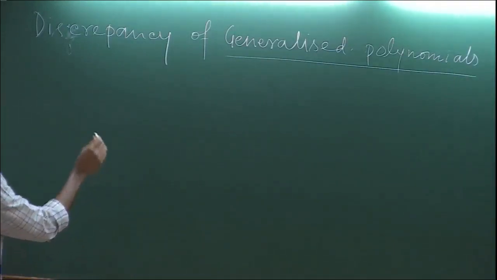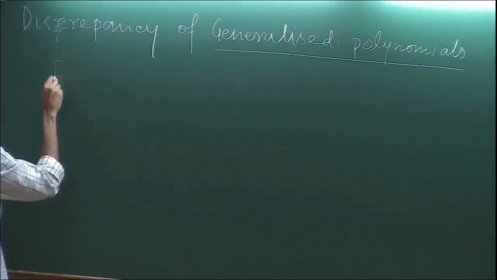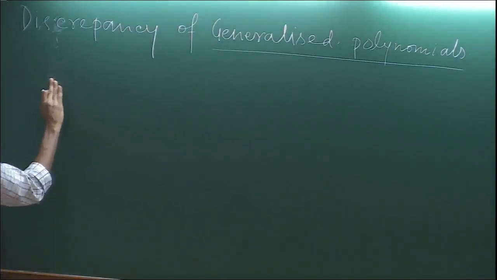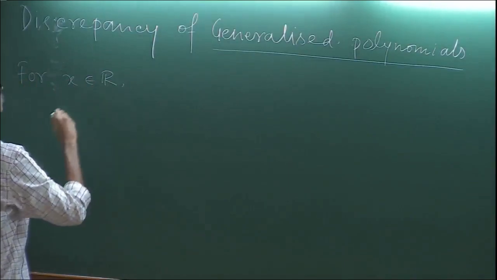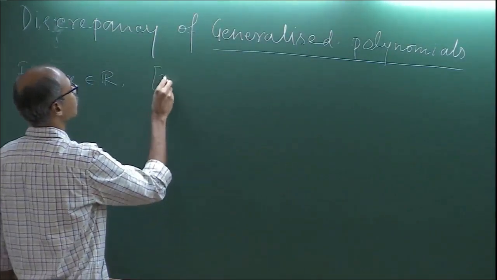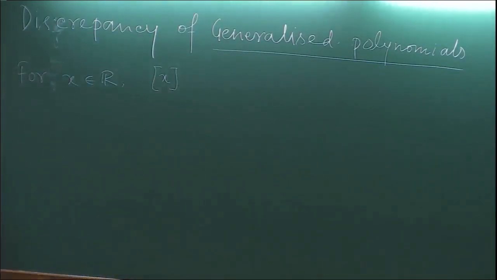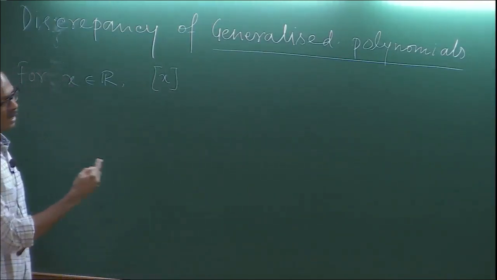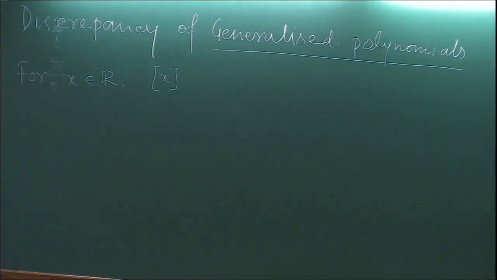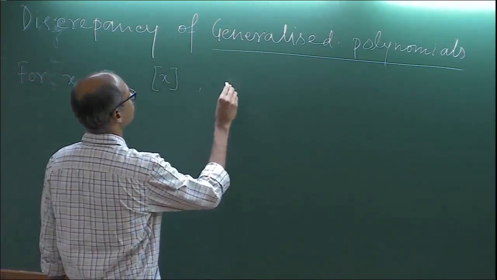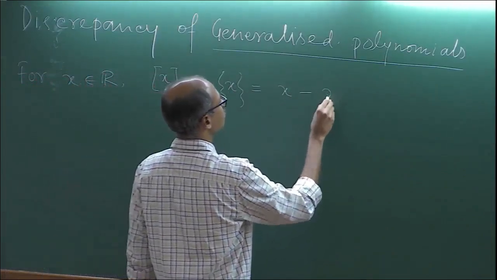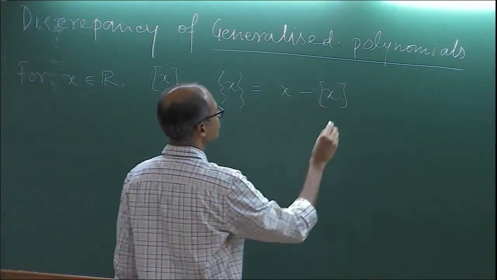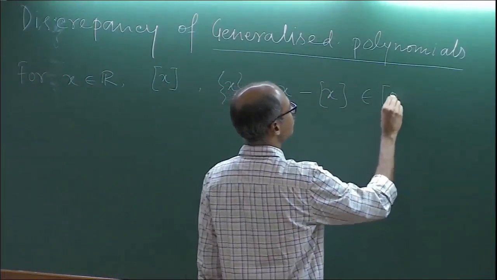To define the generalized polynomial, I must fix the notation. So for a real x, I would just write the floor function like this because I'm not going to use the ceiling. This is the largest integer smaller than x, and the fractional part is x minus this, so this is always going to be in [0, 1).